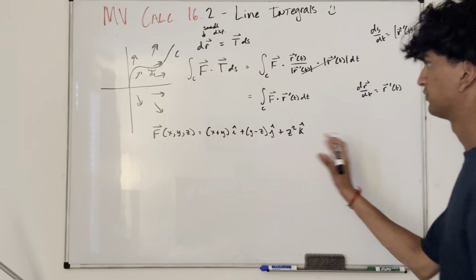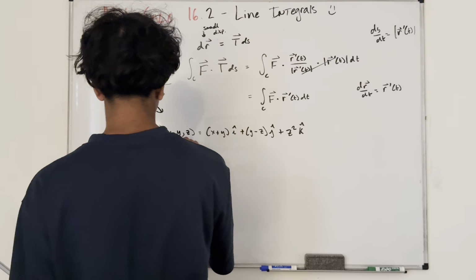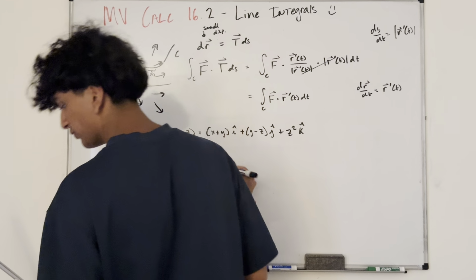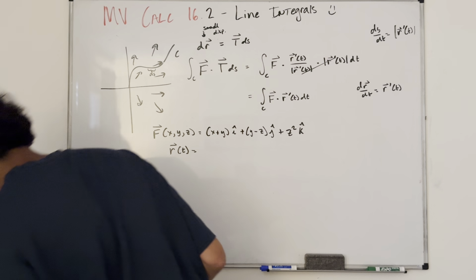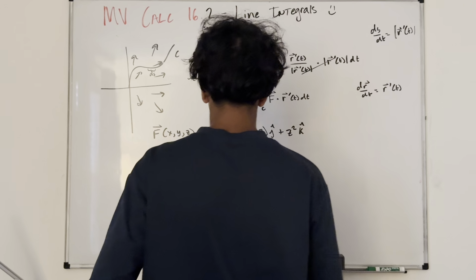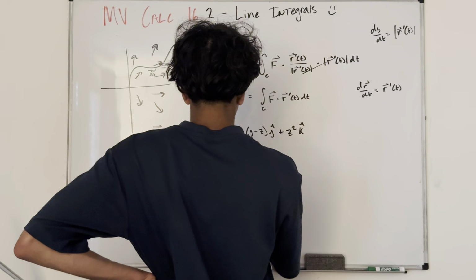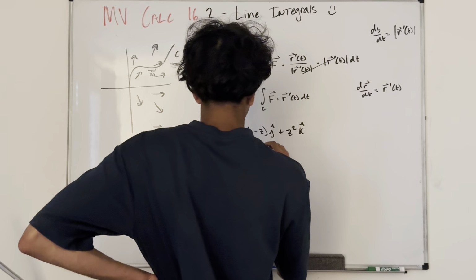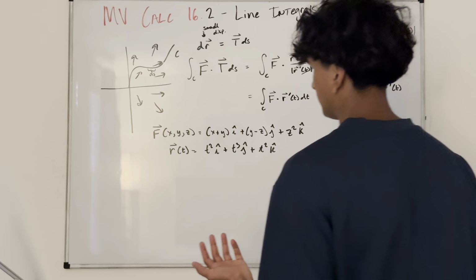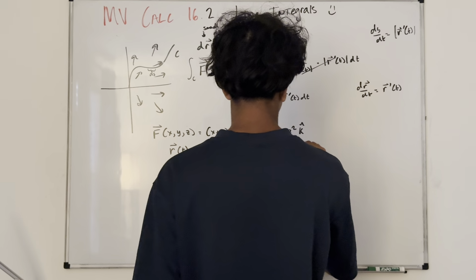So this is our vector function. Let's say the r of t, the path that the particle goes through, whatever that path is, is t squared i hat plus t cubed j hat plus t squared k hat. And we want to find, let's say, the curve is from 0 to 1.